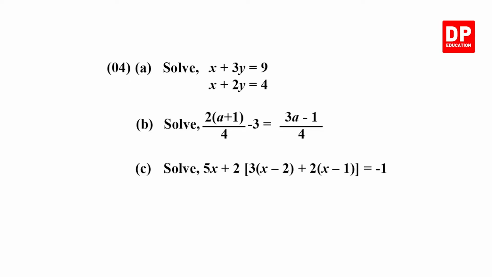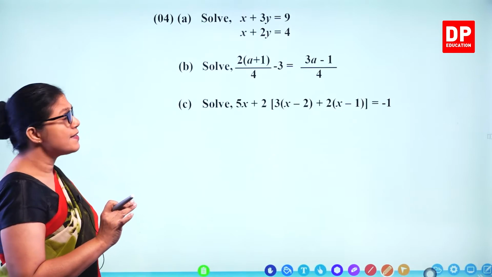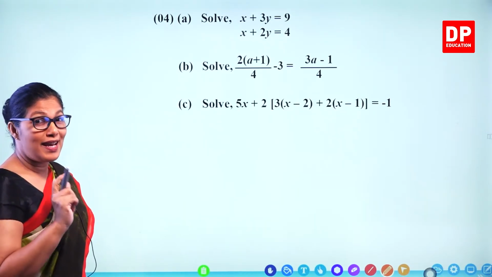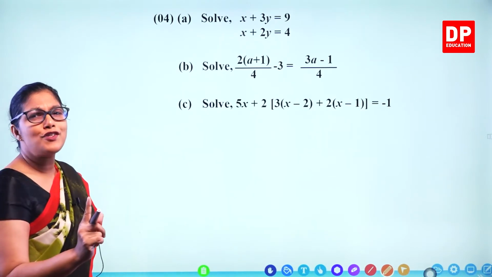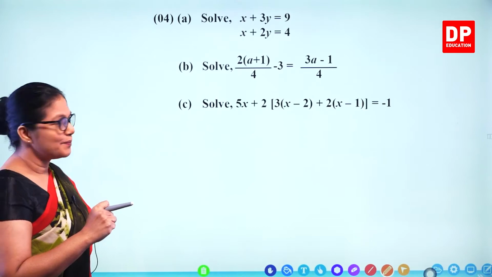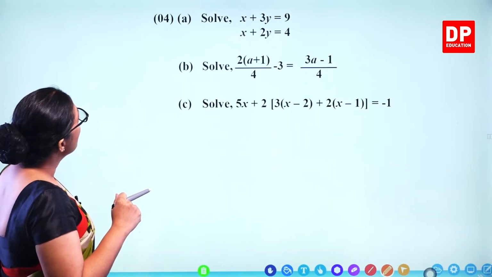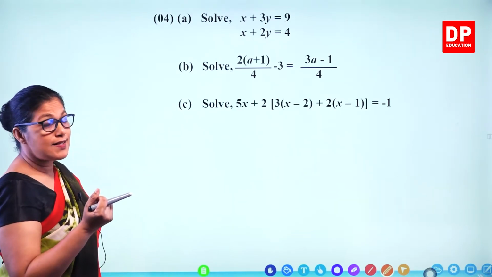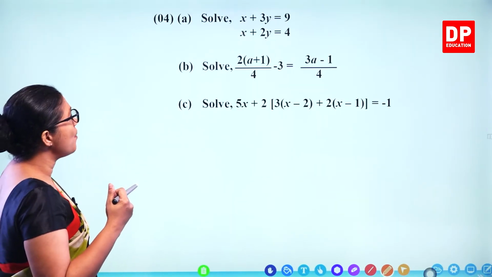Question number 4, algebra. Algebra is the most important topic when you are going to do A-levels. So you need to know algebra. Without algebra, it's difficult to solve problems. So we'll do the first one: 2 simultaneous equations, and you're asked to find x and y.